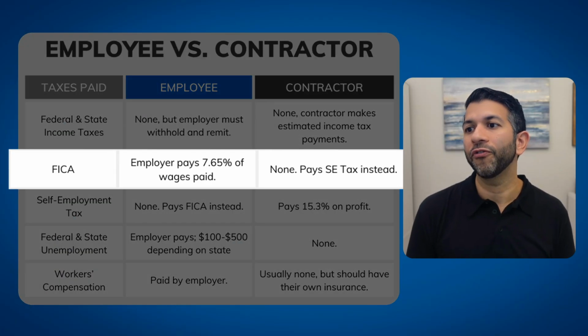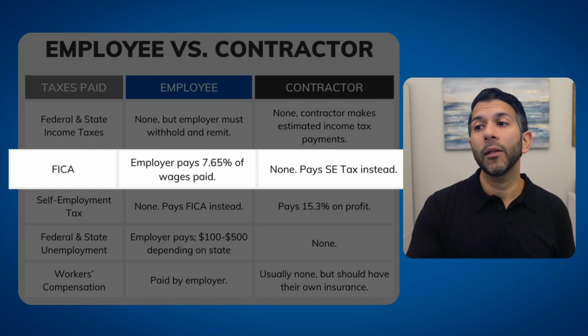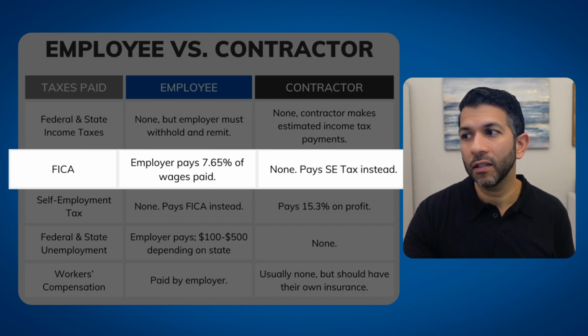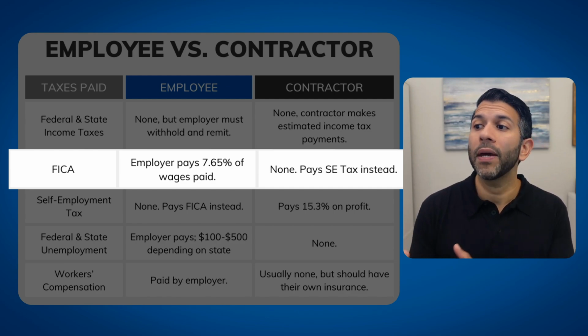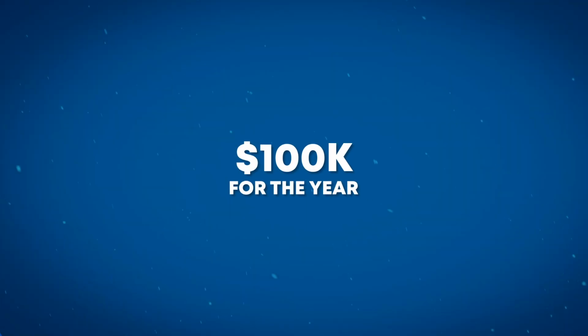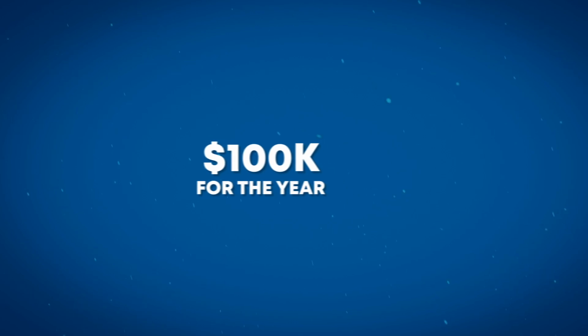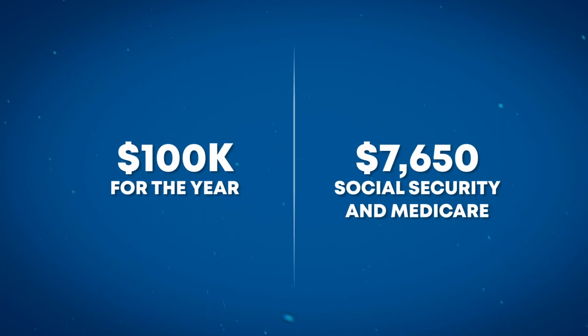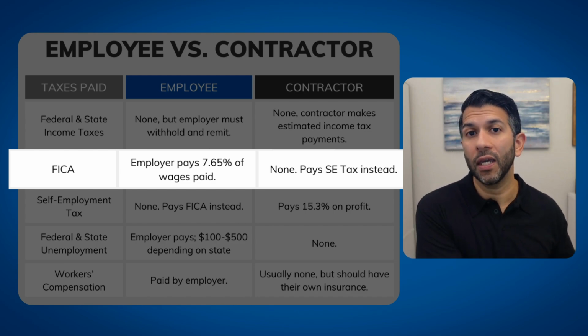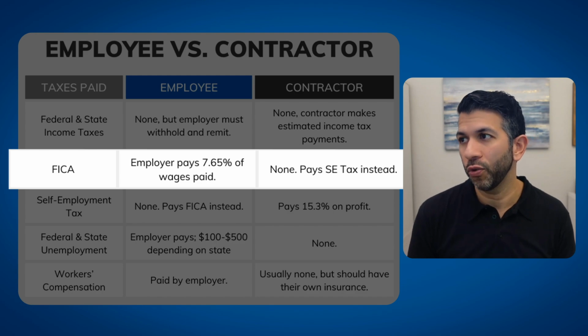Let's talk about this next row, FICA taxes. What does that mean? That's really Social Security and Medicare taxes. So if you're hiring an employee, then you, the employer, have to pay 7.65% of Social Security and Medicare wages. So let's say you're going to pay an employee, let's keep the numbers simple, $100,000 for the year, then your responsibility would have been to pay $7,650 in Social Security and Medicare taxes to the IRS, okay? You, the employer. The employee has to do that as well from their own pay. But I'm saying here, you, the employer, has to do that.